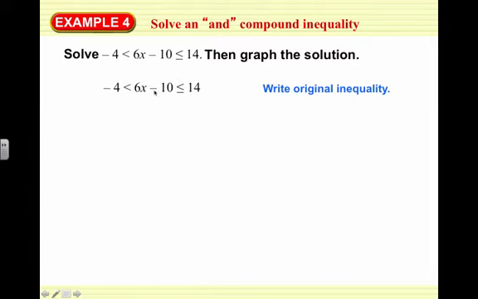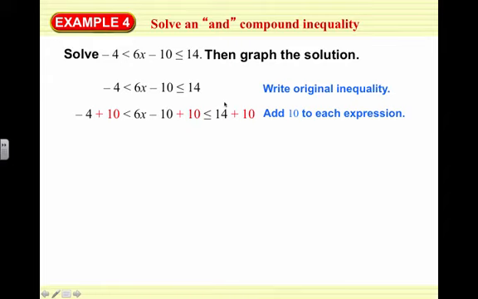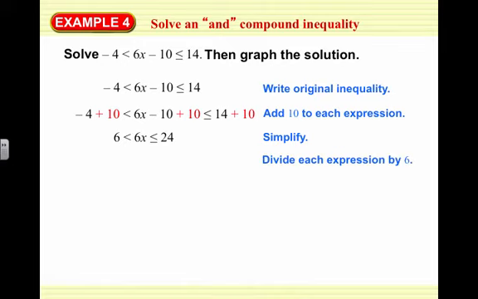I want to isolate x, so the first thing I'm going to do is add 10 to all 3 sides. Okay, so -4 plus 10 gives me 6, less than 6x minus 10 plus 10 gives me 6x, less than or equal to 14 plus 10 is 24. Now I'm going to divide all 3 sides, all 3 parts or each expression, by 6 because I'm trying to solve for x. So I get 1 less than x less than or equal to 4.